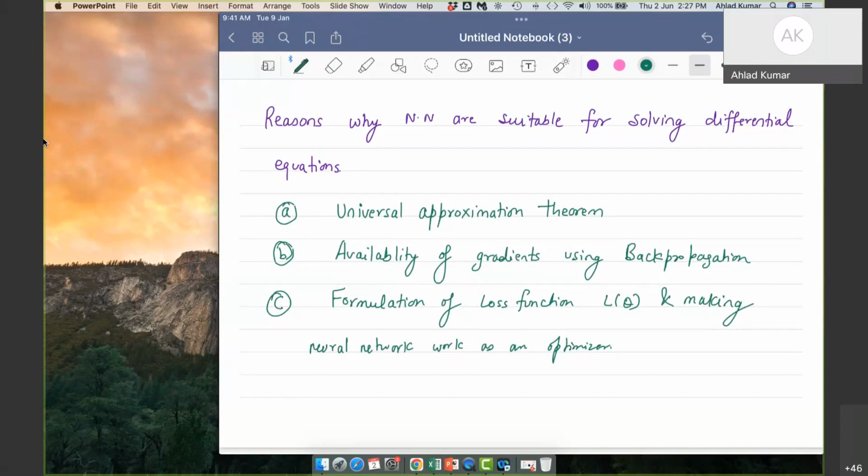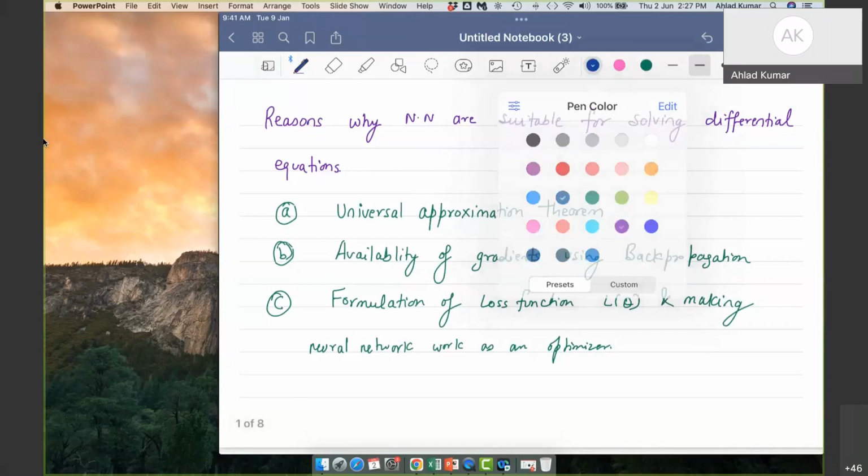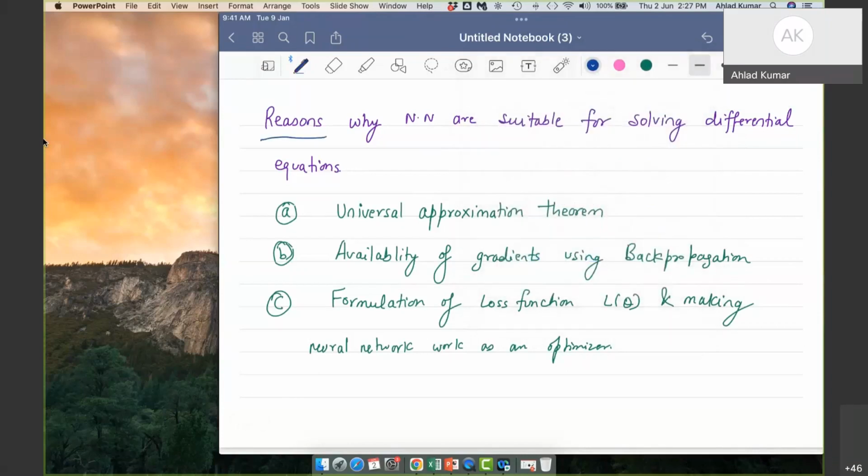So the main reason, just a second. There are some reasons why NNs are suitable for solving differential equations. We want to first understand that before jumping into the problem, because it's very important to understand whether it is feasible or not. Without knowing it, directly jumping into the problem is again not advisable.